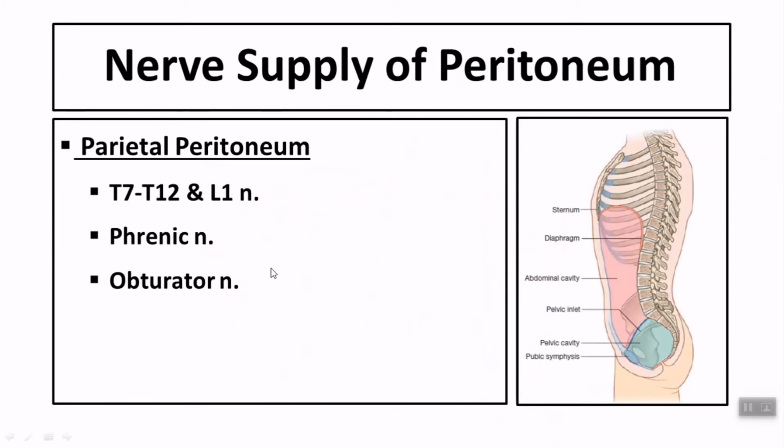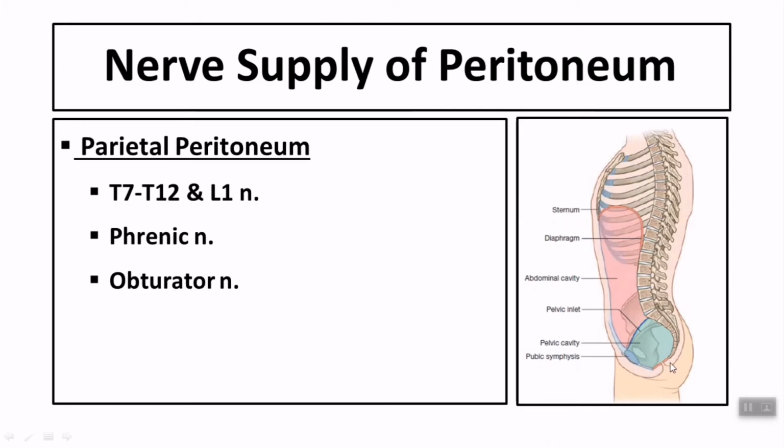What is the nerve supply of the peritoneum? This is an important subject. Parietal peritoneum is supplied by the lower 6 thoracic nerves and the first lumbar nerve, from T7 to T12 and L1. This is the anterior abdominal wall. The diaphragmatic peritoneum, or the peritoneum lining the diaphragm, is supplied by the phrenic nerve.